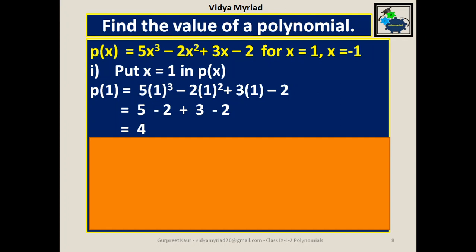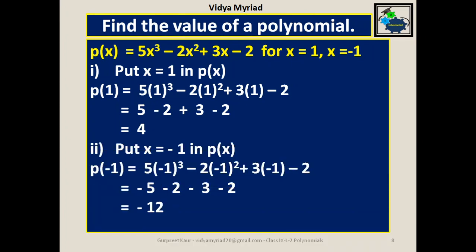So the value of the polynomial 5x cube minus 2x square plus 3x minus 2, when your x is 1, your answer comes to 4. But when you put minus 1, in this you need to take care of your negative sign. Now you see you have 5 in bracket minus 1 cube. So I know 1 into 1 into 1 is 1. But what is minus into minus into minus?